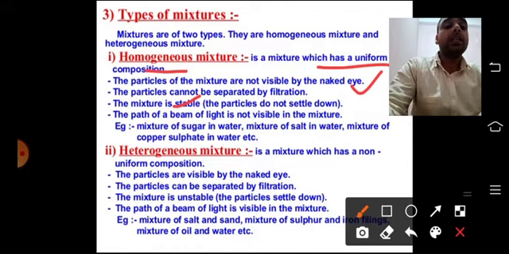The mixture is unstable. Here it is written that the mixture is unstable, because the particle size is very big and the particles can settle down at the bottom.